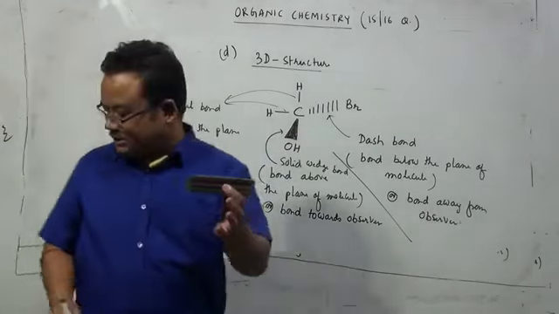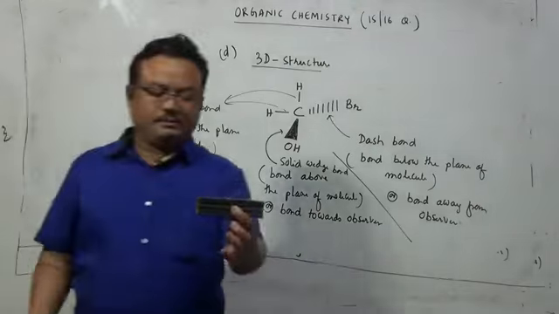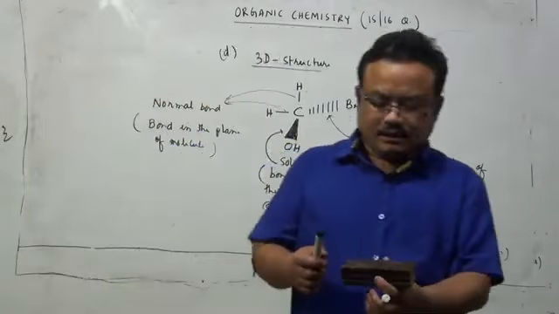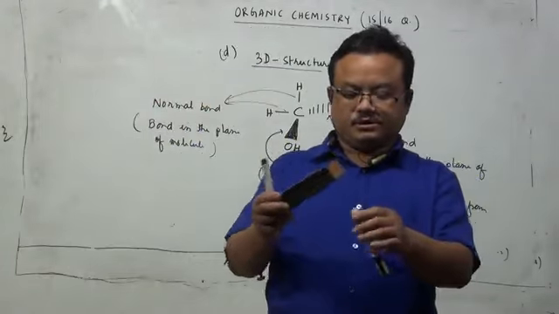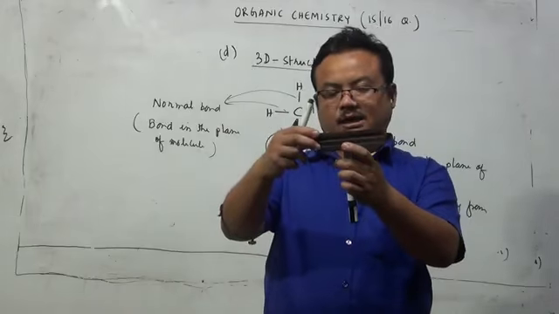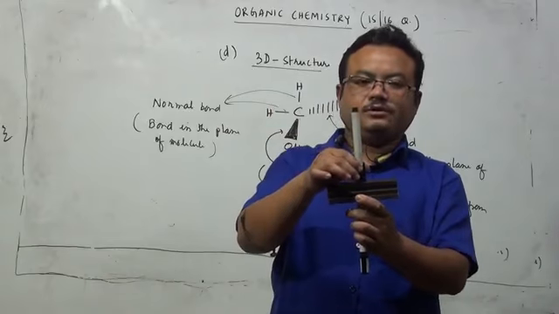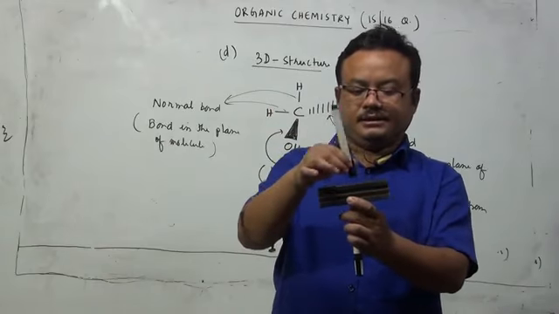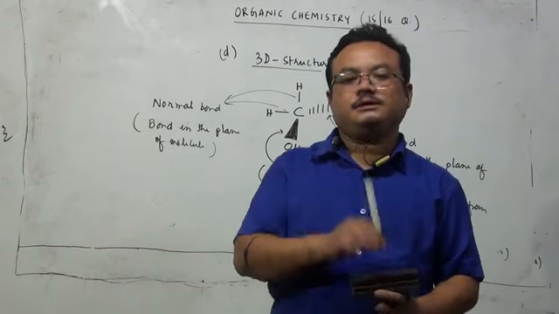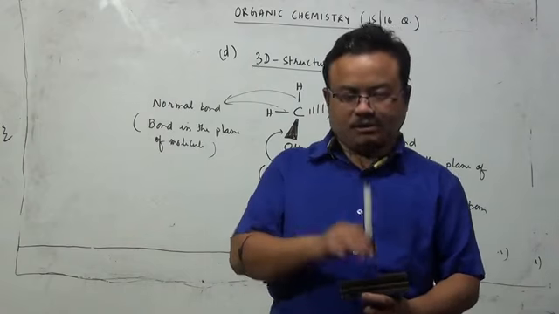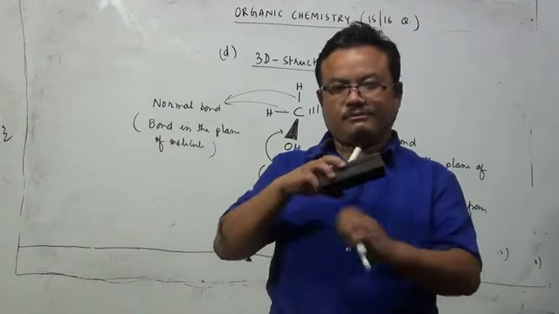For example, in the plane of the molecule, the dash bond is below the plane of the molecule, the solid wedge bond is above the plane, and the normal bond is in the plane. This bond is towards the observer, and this one is away from the observer.